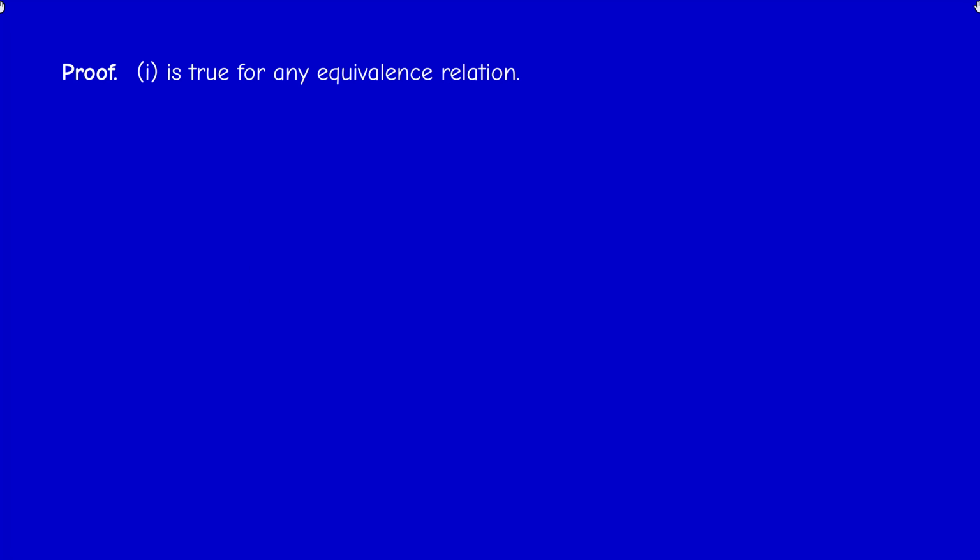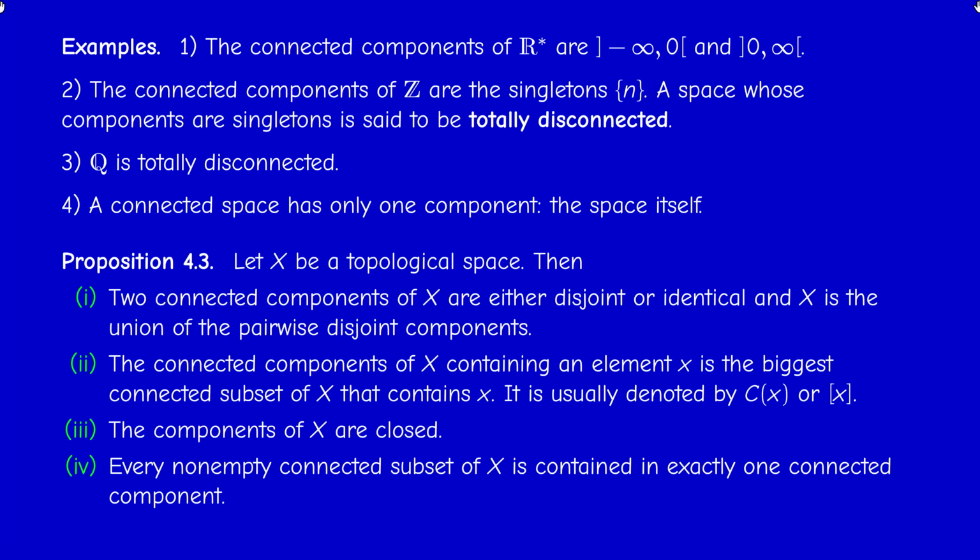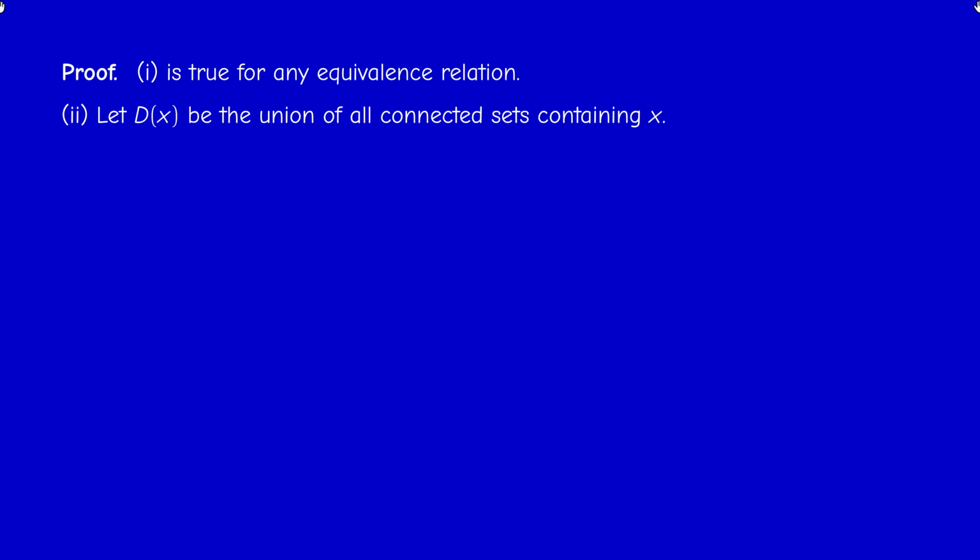Okay, so this is really straightforward. We already observed the first point, because this is true for any equivalence relation. Now, second point, we have to prove that the connected component containing x is the biggest connected set containing x. So we consider the union of all connected sets of the space containing x. Call it D(x).